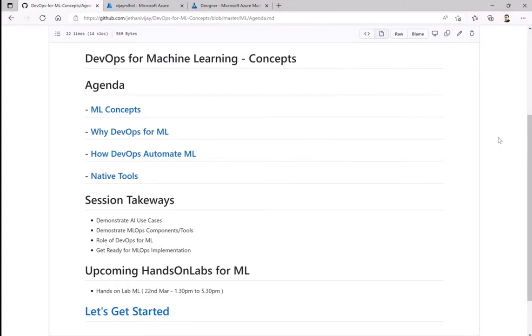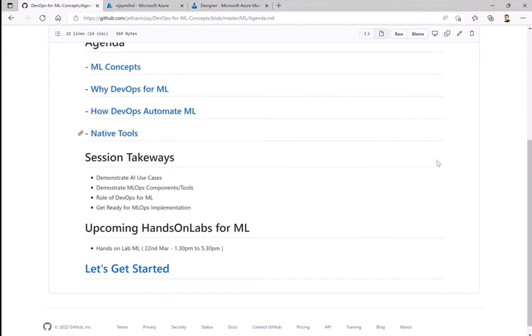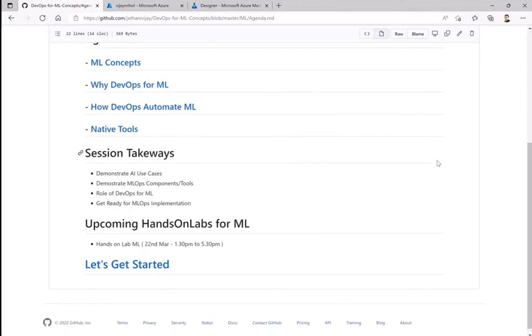And while you move out of this session, you should get why we are actually doing machine learning, then look at the tools and obviously the DevOps methodology, how we are implementing that, and get ready for your implementation. So once you have gone through this session, you should be able to set up the base prerequisites for your implementation.